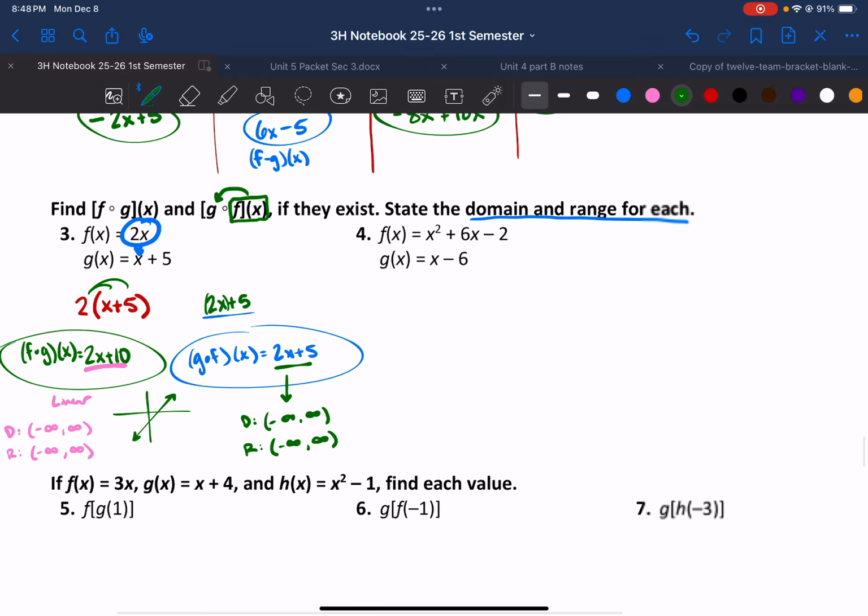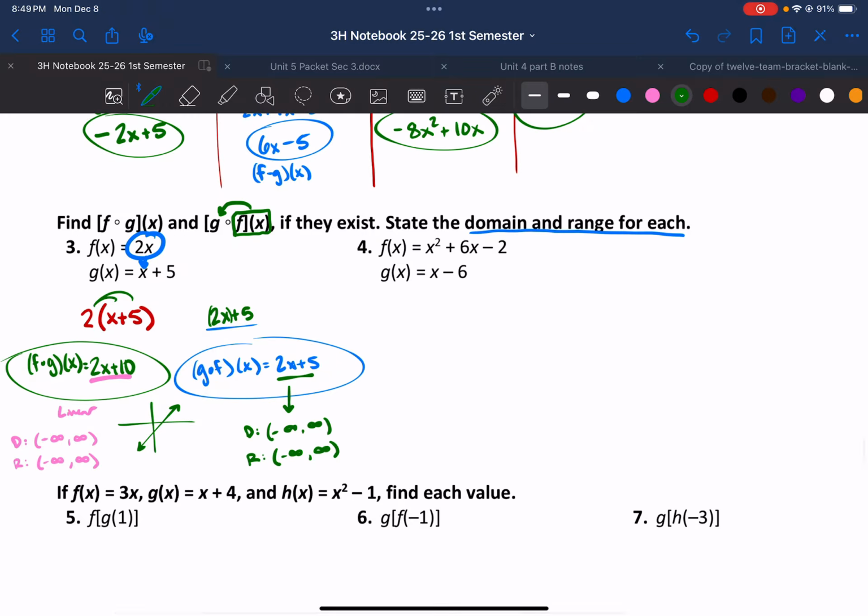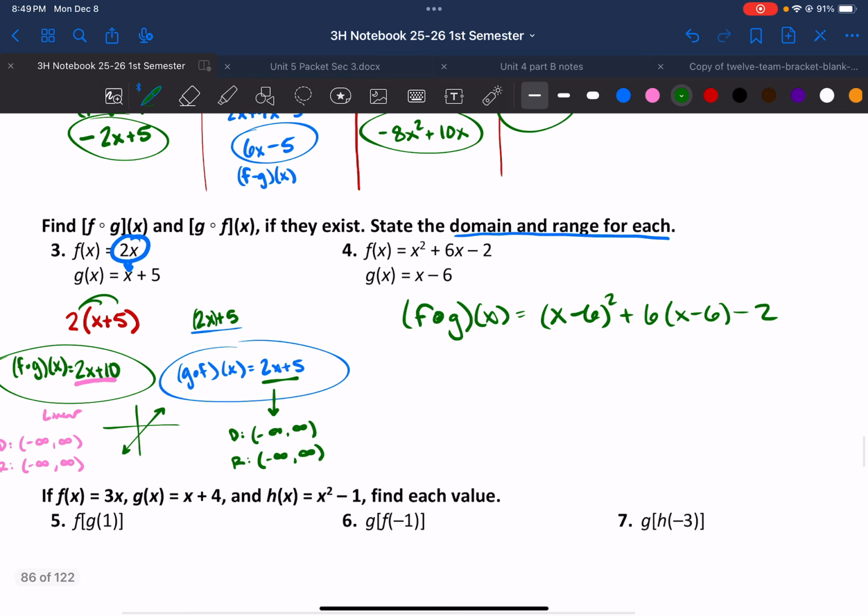Okay, I'll leave that one there for a second. Let's do f. Well, let's put g into f. So f of g of x. We're putting g into x. So look, I took this equation right here, x minus 6, and it got plugged into x right there and x right there.